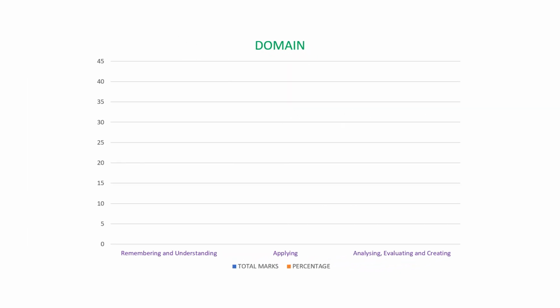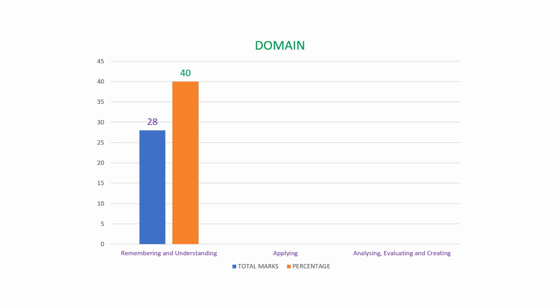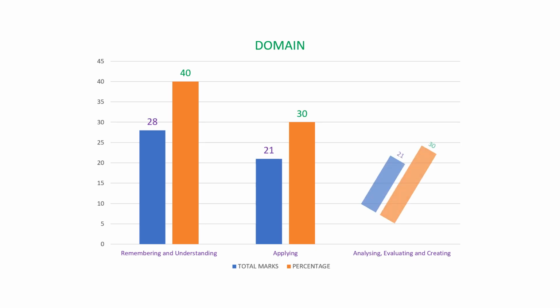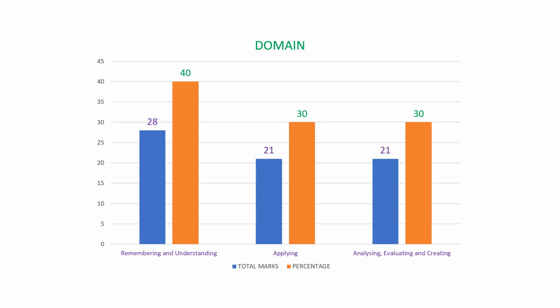Based on competencies, let us see how the question paper is set up. In the domain of remembering and understanding the concepts, laws, naming reactions, conversions and mechanisms, total 28 marks is allotted, that is 40% of marks. Application oriented type of questions, total marks allotted is 21, that is 30%. Analyzing, evaluating and creative type of questions, total marks allotted is 21, that is 30%.